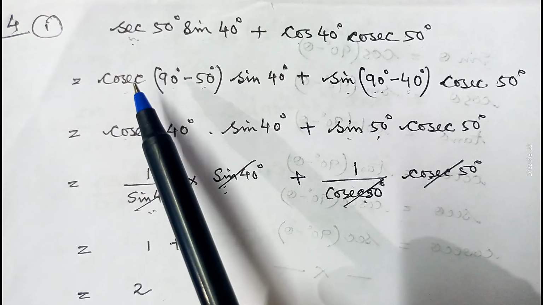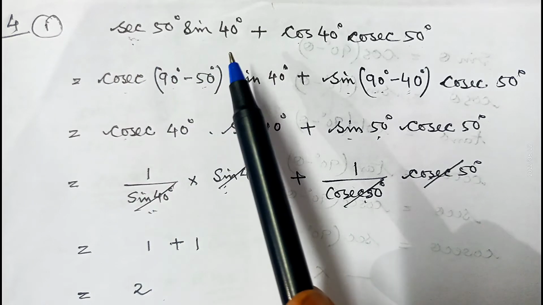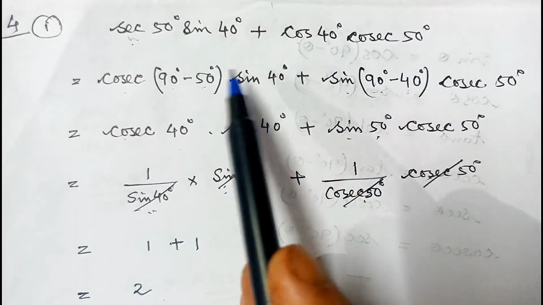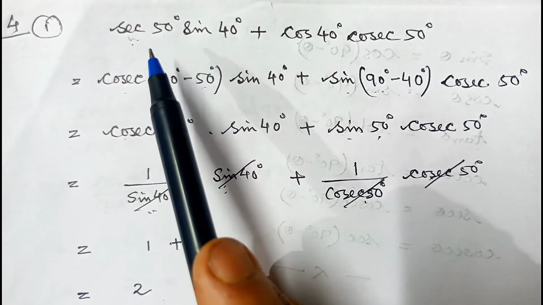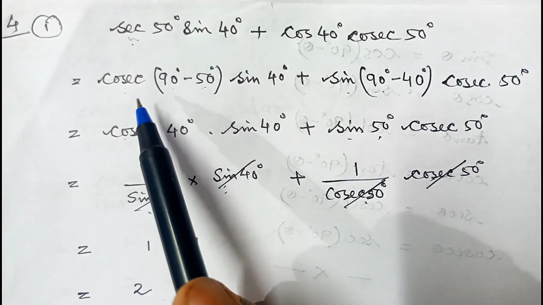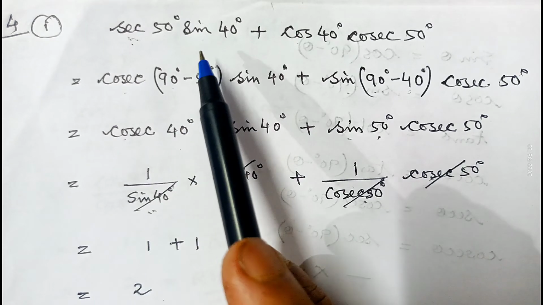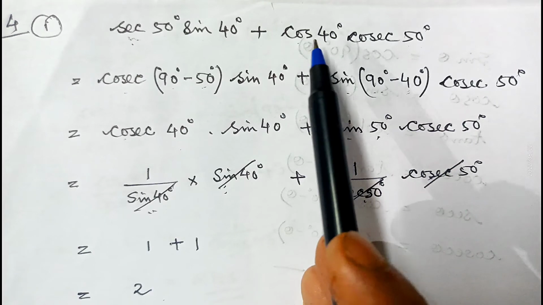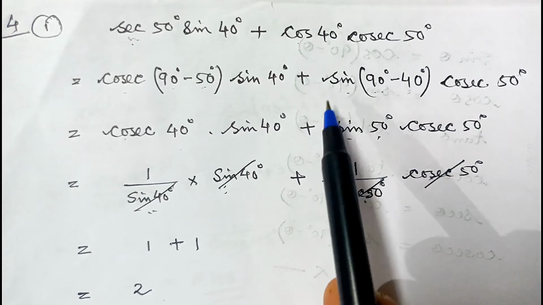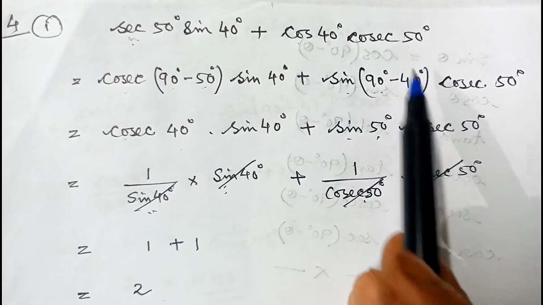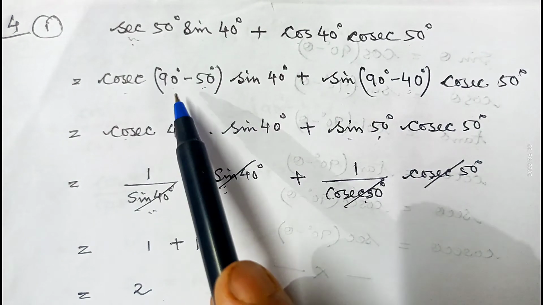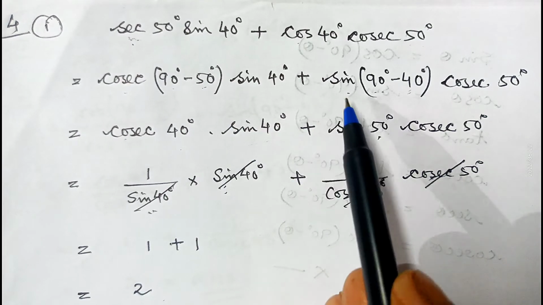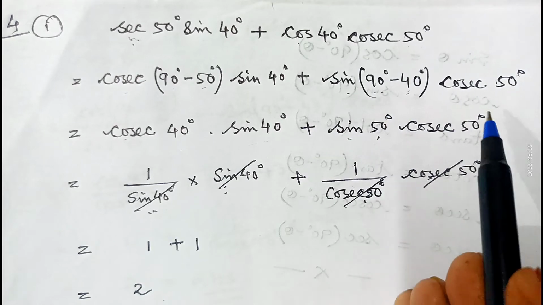Now in the first part of question number 4, it is given sec 50 degree sine 40 degree and here cos 40 degree cosec 50 degree. While doing this type of sum, your first aim is to make these two angles equal. So instead of sec theta, we can write cosec 90 minus theta. Sine 40 will remain as it is, plus, out of these two, change any one. This cos theta we are changing. So cos theta can be written as sine of 90 minus theta into cosec 50 degree. Now cosec of 90 minus 50 will be 40 degree, sine of 40 degree, plus sine of 90 minus 40 is 50, cosec 50 degree.